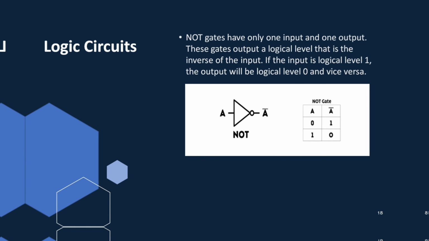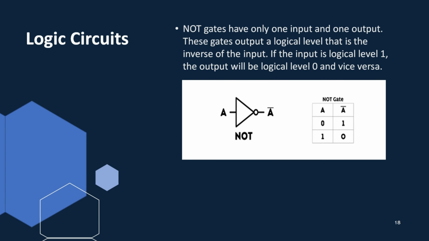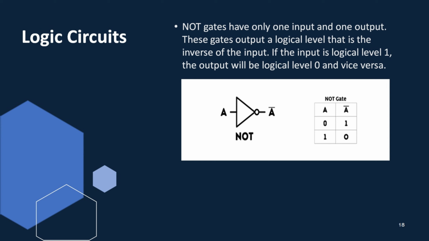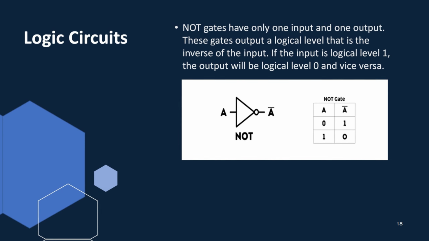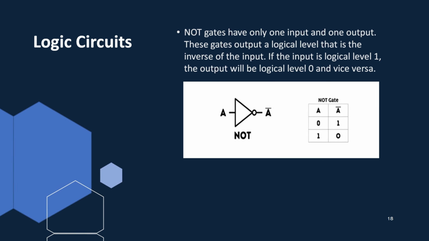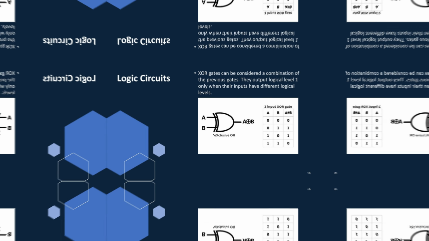NOT gates, also known as inverters, have only one input and one output. The output of a NOT gate is the inverse of its input. If the input is at logical level 1, the output will be at logical level 0, and vice versa. Here's a truth table demonstrating the behavior.